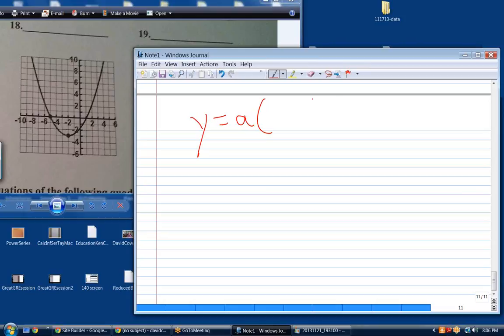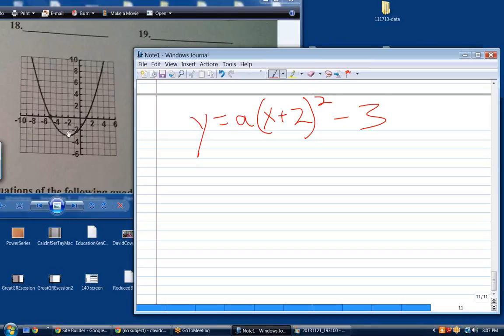So what's the equation? It's going to be y equals a times (x plus 2) squared, and then minus 3. Which point are we going to plug in? Do we have one? Over here. In other words, look for their big dots.